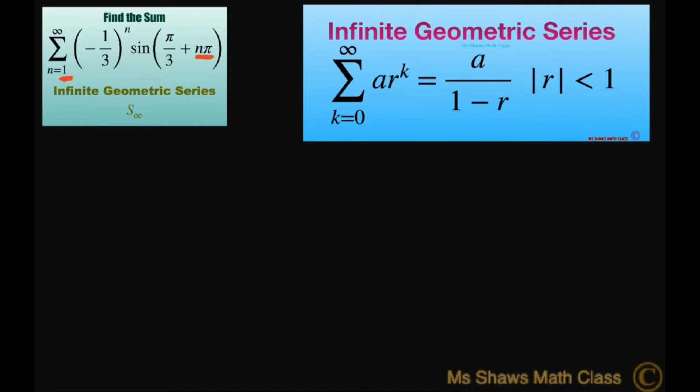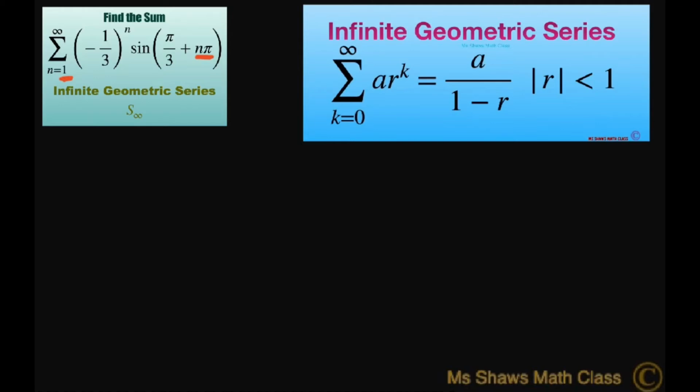However, every time you add pi, you're going from positive to negative, positive to negative. So if you're adding pi to pi divided by 3, that's going to put you in negative. And so it's going to oscillate between negative 1 and 1.